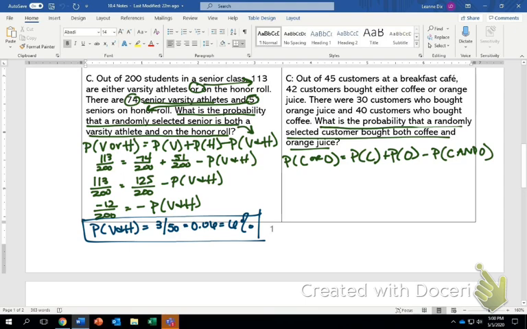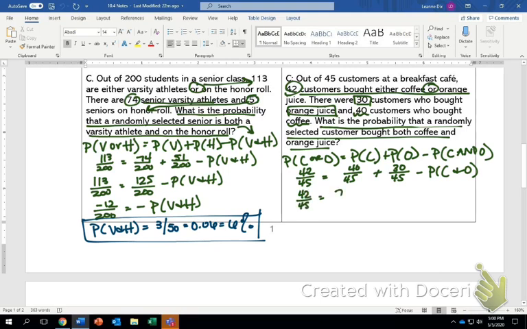Okay, so that is our first piece. Then we plug in the pieces we know. We have 42 customers bought either coffee or orange juice, so that'd be 42 out of 45. Equals, and then we have 30 who bought orange juice, so that's going to be 30 out of 45, and then we have 40 who bought coffee, so 40 over 45. Carry down our variable, if you will, and let's combine like terms. 40 plus 30 is going to be 70, so I'll copy down this side, and then this side changes to 70 over 45.